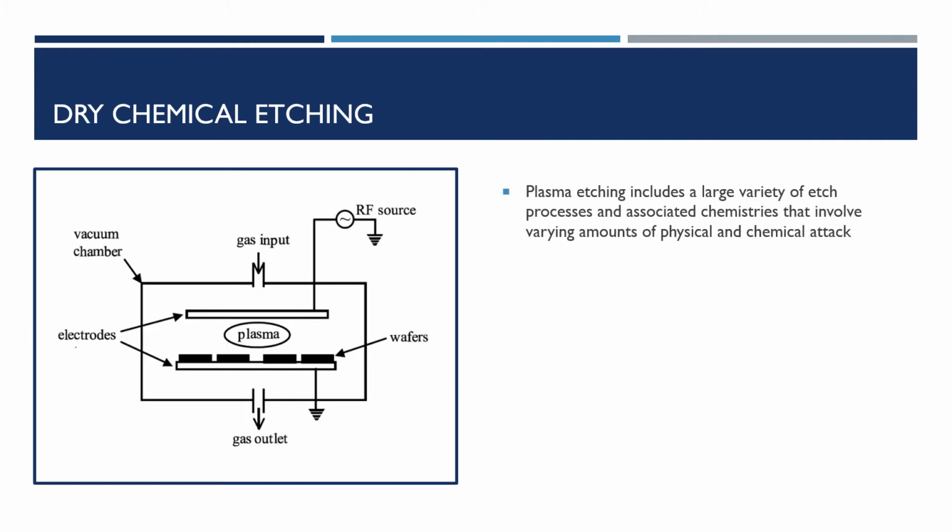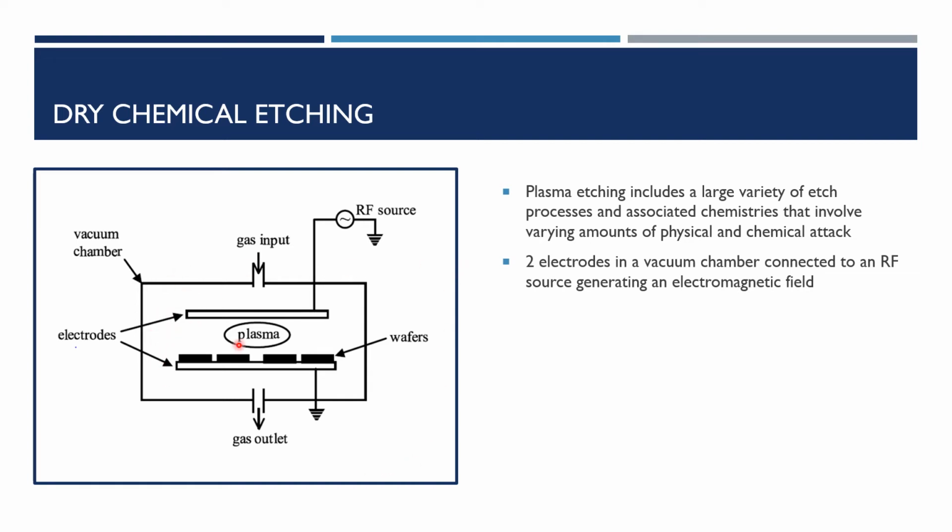This process is also called the plasma etching, and it includes a large variety of etching processes and the associated chemistries for the material removal. It utilizes both physical and chemical attack of the substrate for the material removal. Now the diagram shows a schematic representation of the dry chemical etching process.